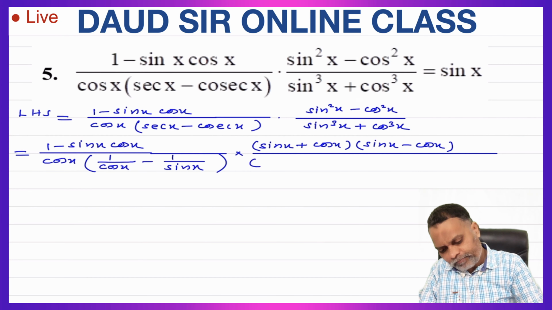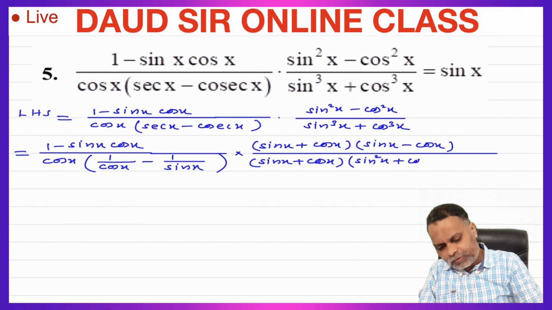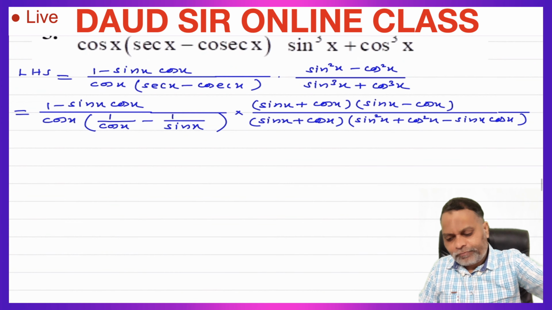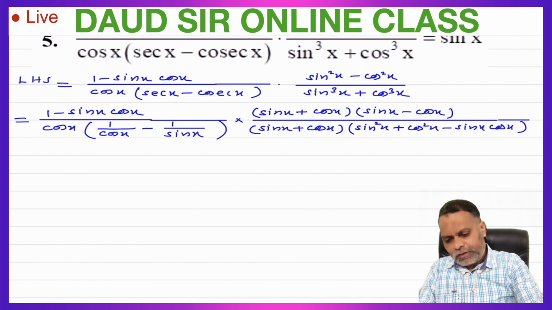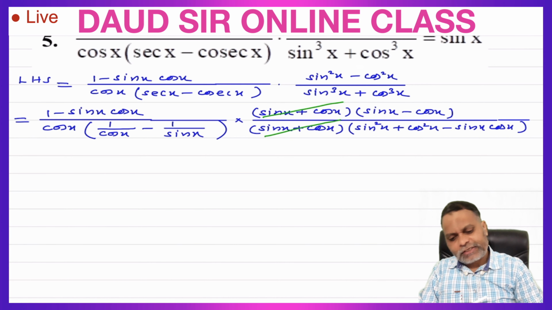A plus b, sin x plus cos x into a square plus b square minus ab. So sin square x plus cos square x minus ab means sin x into cos x. So identities we applied here. Now this sin x plus cos x and sin x plus cos x cancelled.